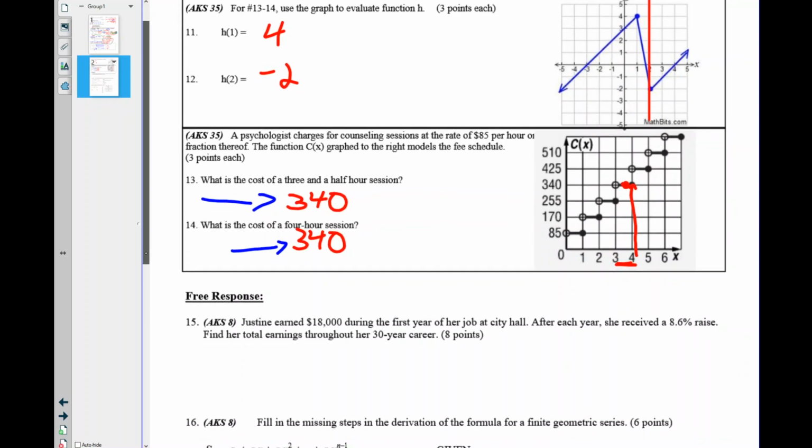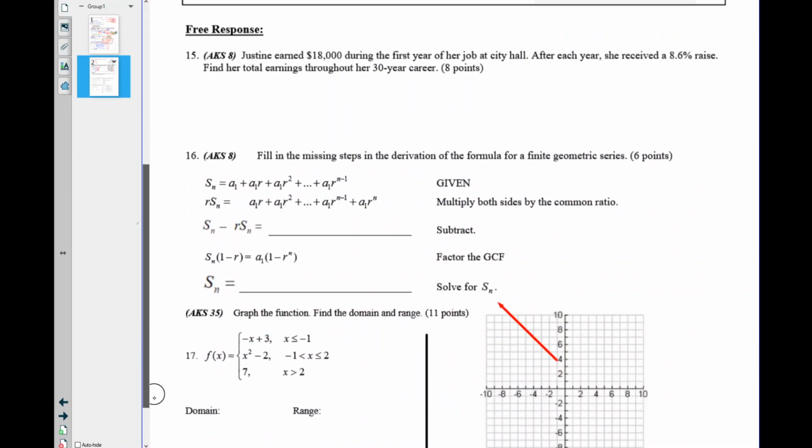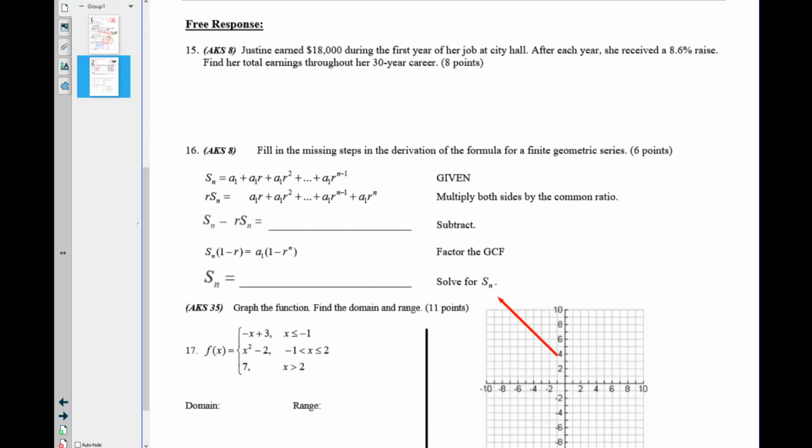No questions? All right, so now let's go to the free response, and we'll also talk about points. So for 15, Justine earned $18,000 during the first year of her job at City Hall. After each year, she received an 8.6% raise. Find her total earnings throughout her 30-year career.